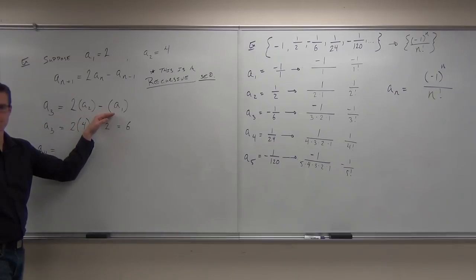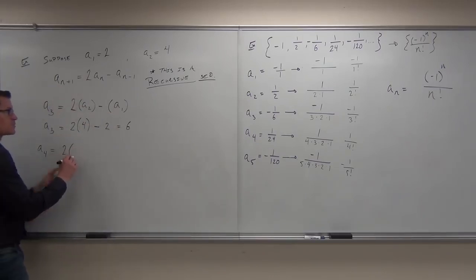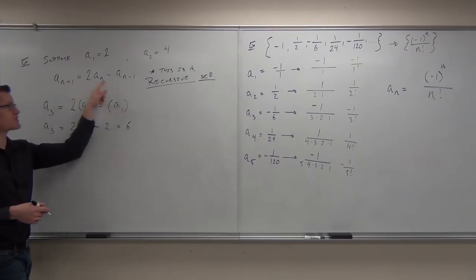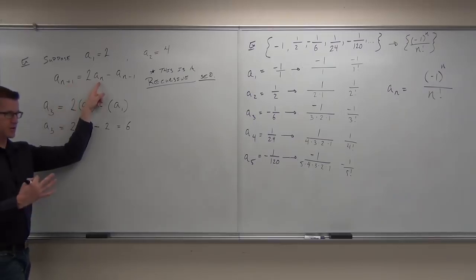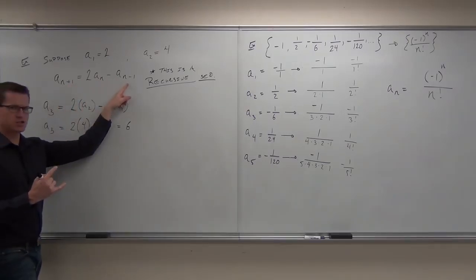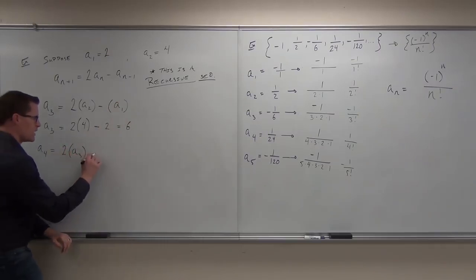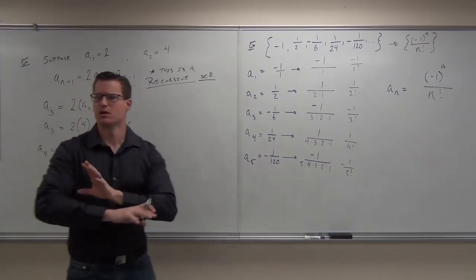So watch this, please. I know that a sub n plus 1 says take 2 times the previous term. That's all this means. This is a sub 3, this is a sub 2, this would be a sub 1. If this is a sub 4, this is a sub 3, and this is a sub 2. It's just the previous 2 terms. So this would be 2 times a sub 3 minus a sub 2. If that makes sense to you, you got it.